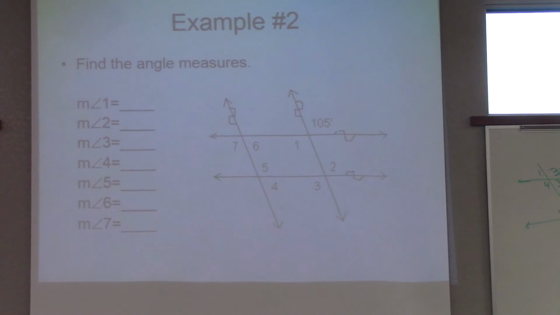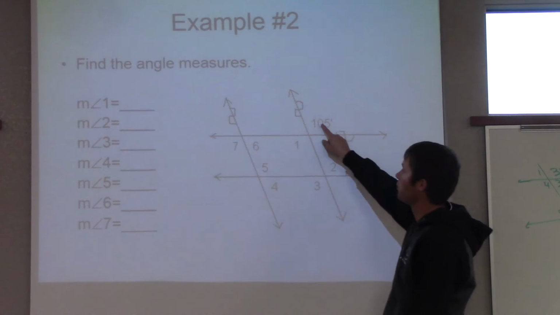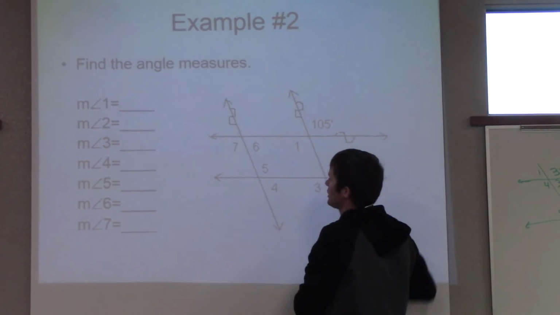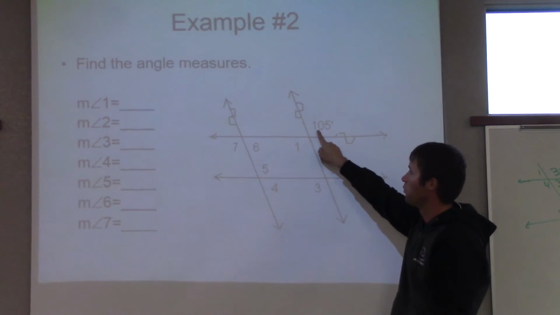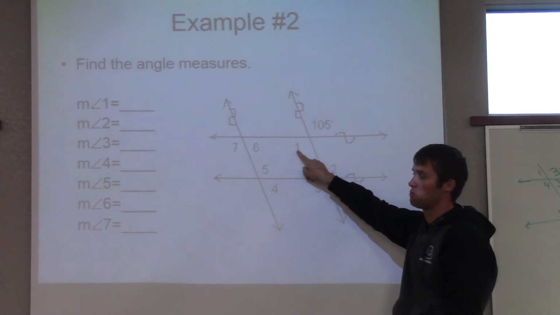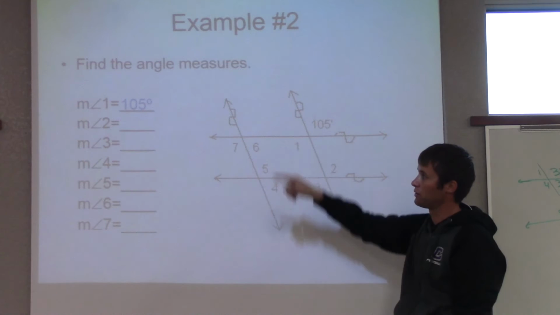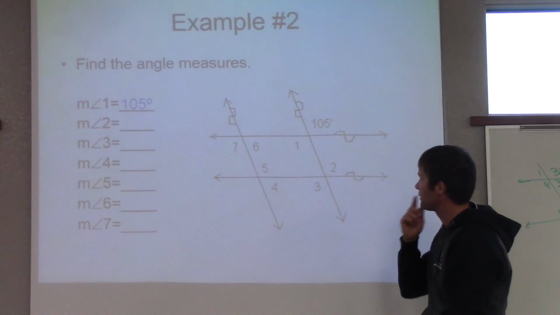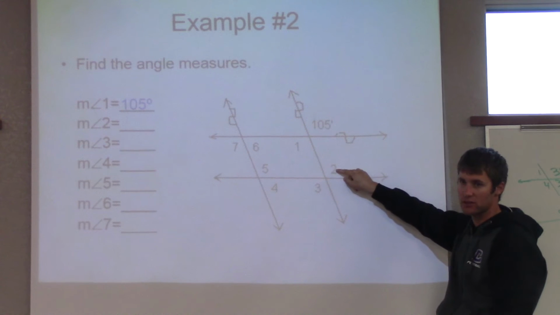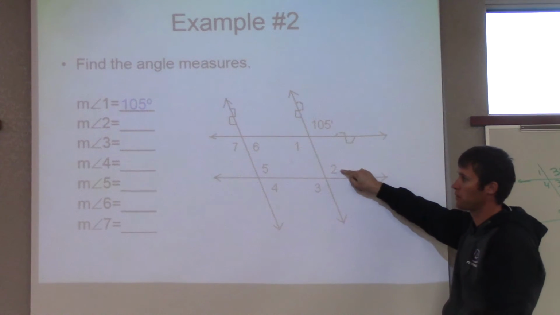So here, going through the same process. Angle 1, so you have parallel lines here. You also have parallel lines here. You have two sets of parallel lines. Well, angle 1 and 105, what type of angles are these? Well, they're vertical angles, so it's 105. Angle 2 then, angle 105 and 2, what type of angles are these? Corresponding, so it's going to be 105.